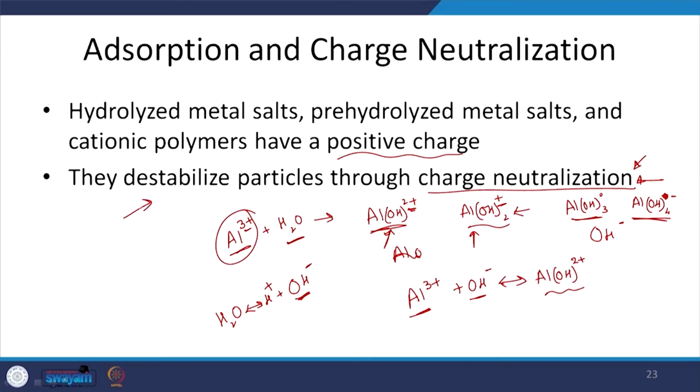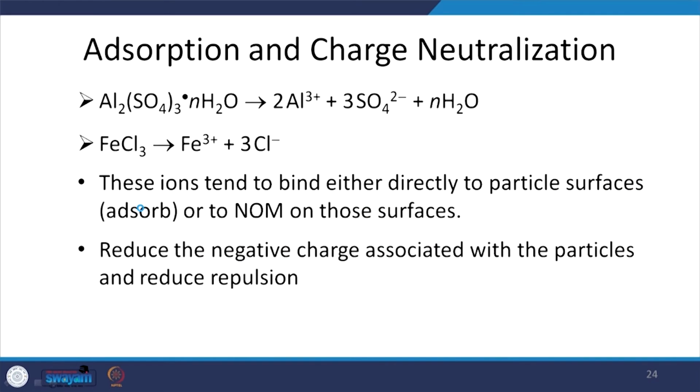And also, if I add a high enough aluminum concentration or ferric iron concentration, what is going to happen? It can even precipitate out of the solution. This is something that we looked at, co-precipitation or sweep coagulation, right? So we will come back to that. It is not as if it is only charge neutralization, that is something I wanted to mention.